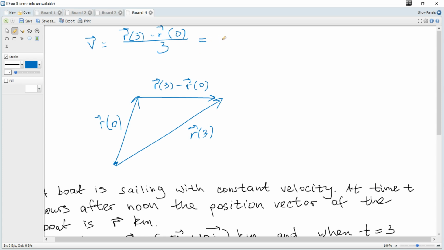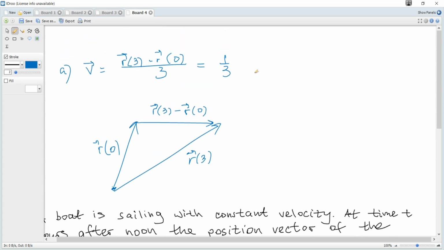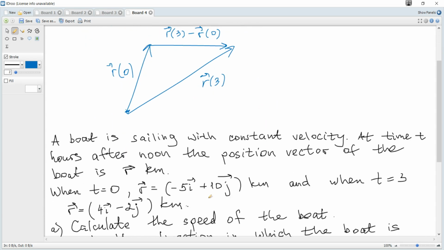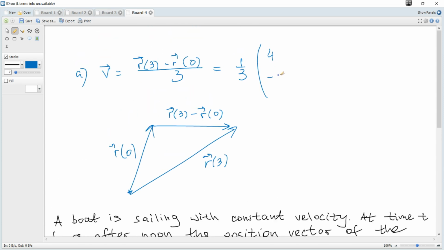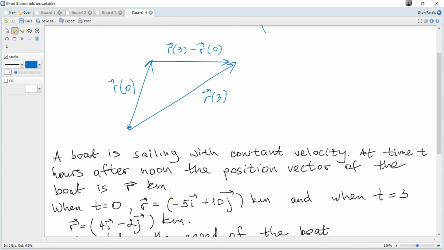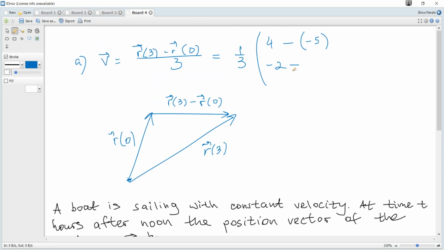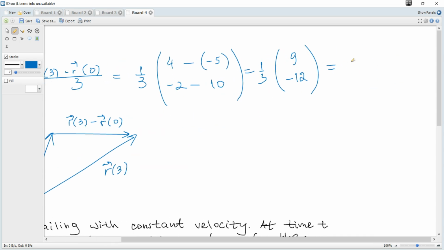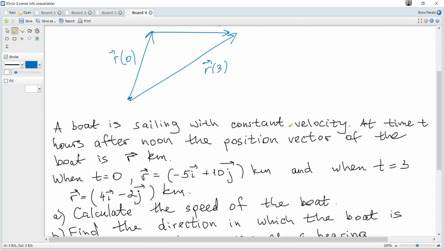And we can write this like this: 1/3 as a coefficient, and vectors I write as a column instead of i and j. So it becomes (4, -2) minus (-5, 10), times 1/3, which is (9, -12), and 9 divided by 3 is 3, and -12 divided by 3 is -4. And it's the required velocity vector (3, -4).